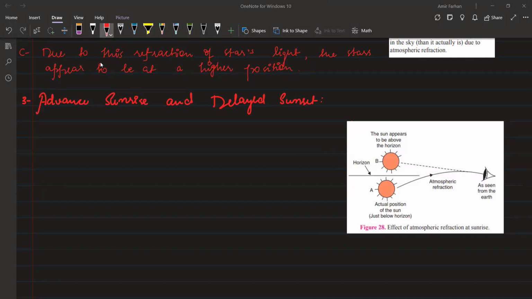Clear, everybody? Why the sky is blue and why the sky is red at sunset or sunrise. These are the two.